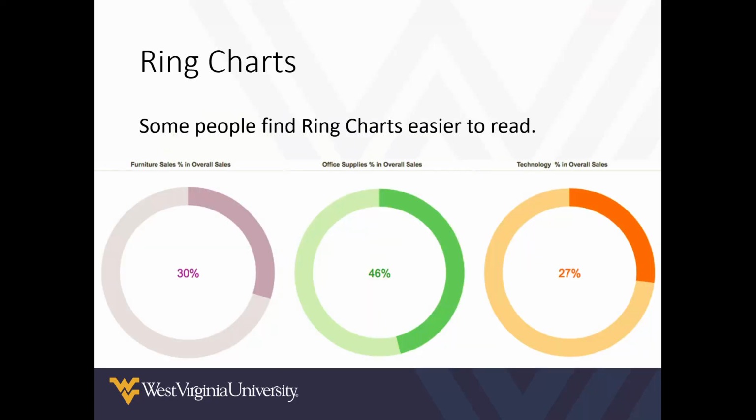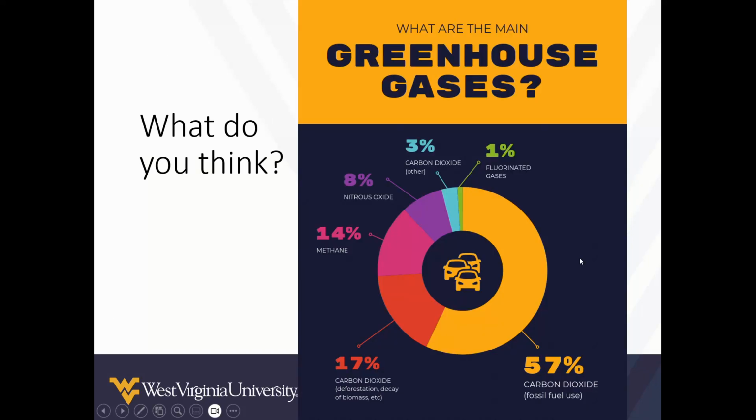Here are some examples of ring charts. Honestly, they are way easier to understand visually than to try to explain orally. So here are 3 ring charts. First one shows the furniture sales as a percentage of overall sales. Next one shows office supplies as percent of overall sales, and then technology as percent of overall sales, where the highlighted portion represents the part of the whole. So 30%, 40%, 46%, and 27%.